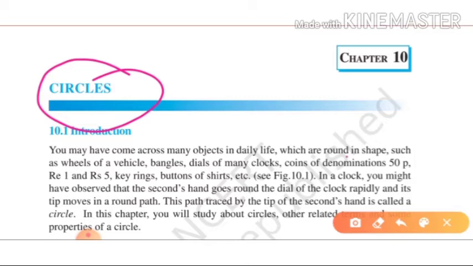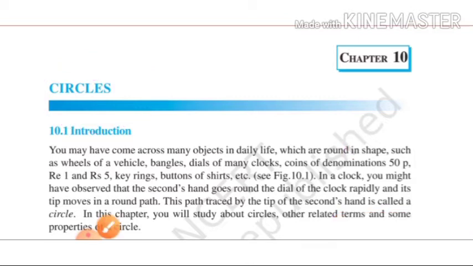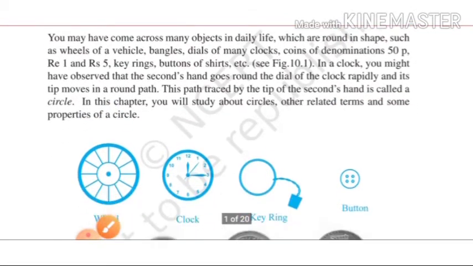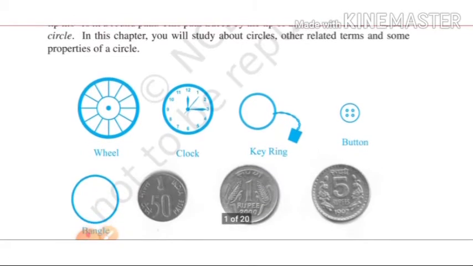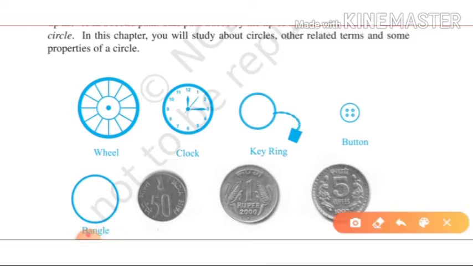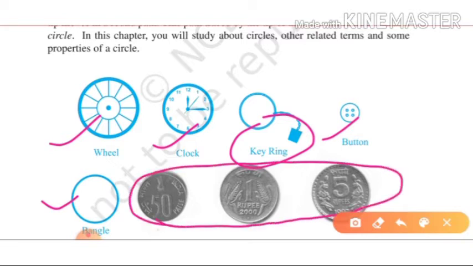Now what is a circle? Before going to know what is a circle, we are given some examples of some circular figures, which include a wheel, clock, keyring, button, then you have bangles and different coins like 50 paise, then 1 rupee, 5 rupees. These are all circular figures.